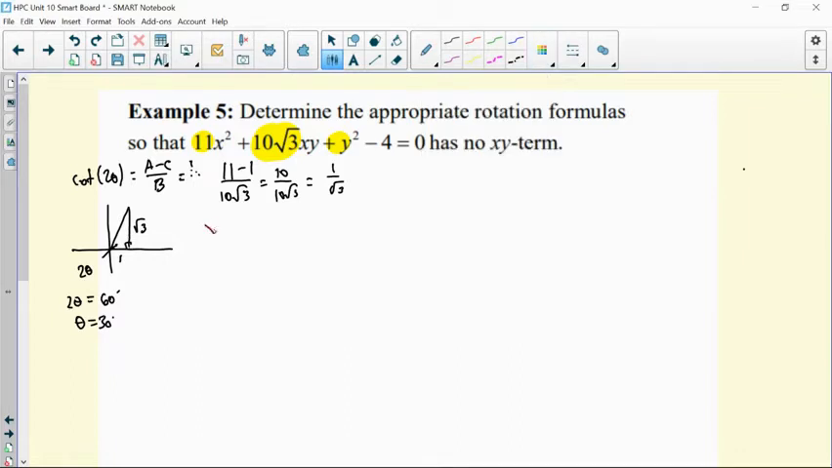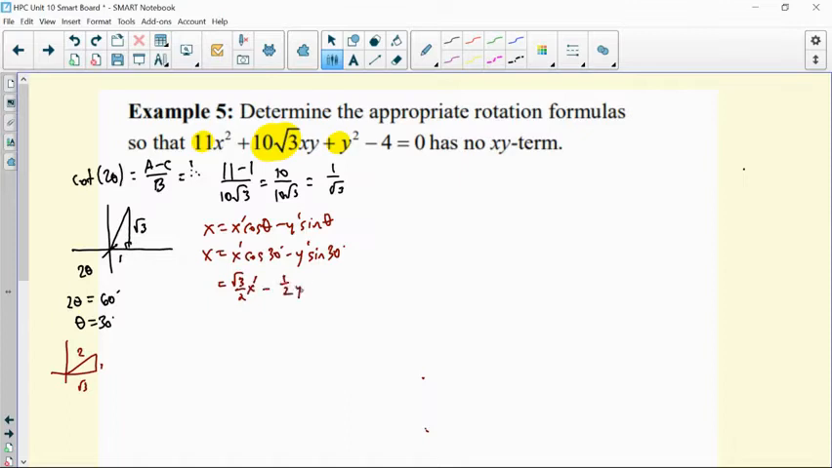And remember, those are x equals, it's based off of the difference and sum of cosine. So x prime cosine of theta minus y prime sine of theta. So we know x is equal to x prime cosine of 30 degrees minus y prime sine of 30 degrees. And we know that for a 30-degree angle, 1, 2, root 3. So we know its cosine is root 3 over 2. So we get root 3 over 2 x prime minus the sine, which is 1/2 y prime. So that's what we're going to replace every x with.